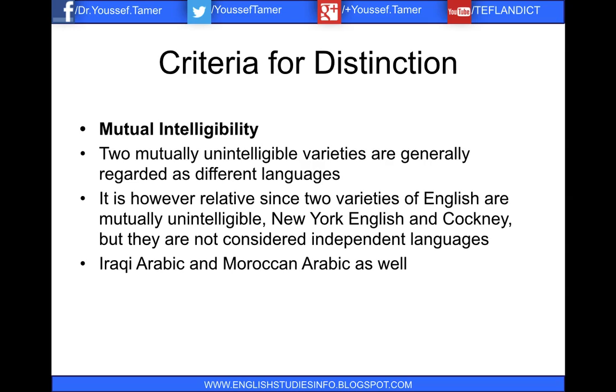There is mutual unintelligibility. But still, they are not considered as two different languages. They are just considered as two different dialects: Moroccan Arabic as a dialect and Iraqi Arabic as a dialect. And both of us share one language, which is standard Arabic. Another example could be the one that we have in our Moroccan context, in particular, the one related to Tamazight and Tarifit.